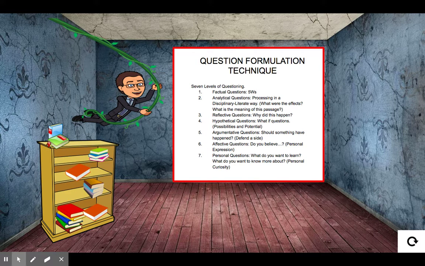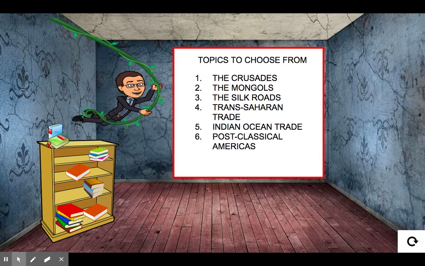This is just an overview of the question formulation technique itself and the 7 different types of questions. We will have a conversation in class tomorrow about how many of the questions would be reasonable to have you complete for this particular assessment. And so be thinking about that as we move forward.